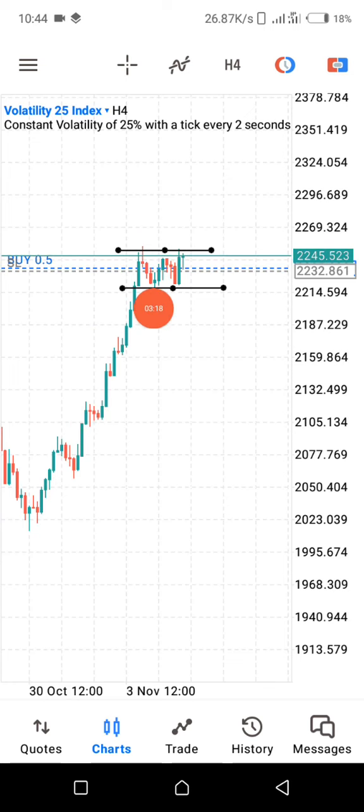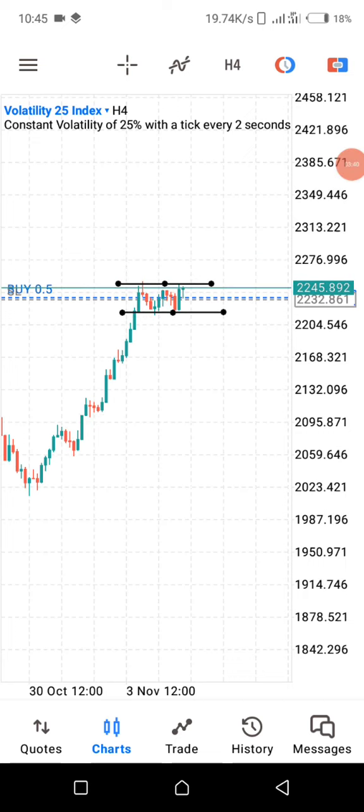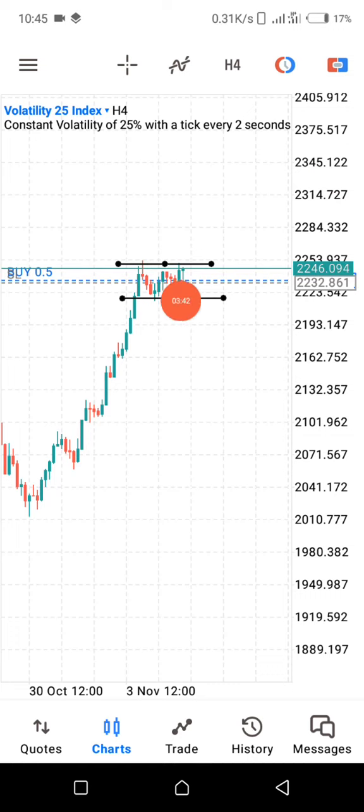So normally whenever you see a flag pattern, since the move is from this downside to the upside, then you'll be looking out for a breakout from this upper resistance. So if there is going to be a breakout, it has to be towards the upside. But that's not why I entered the trade. I just drew out this zone, since the market is reacting to both trend lines.